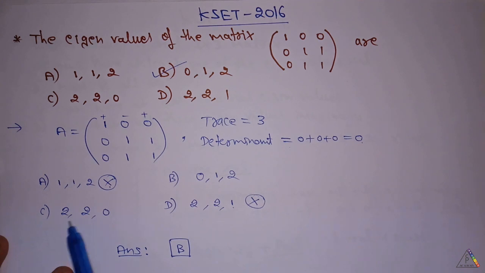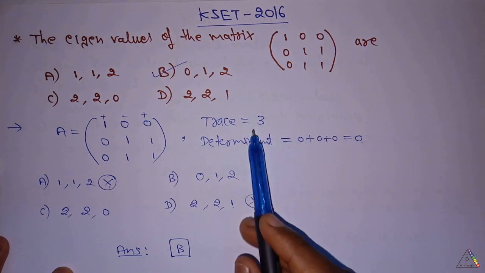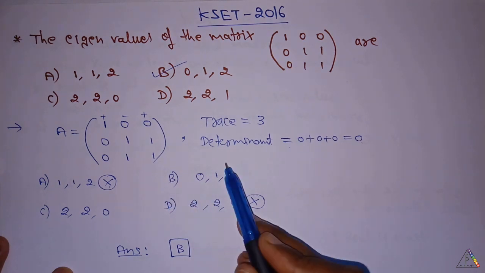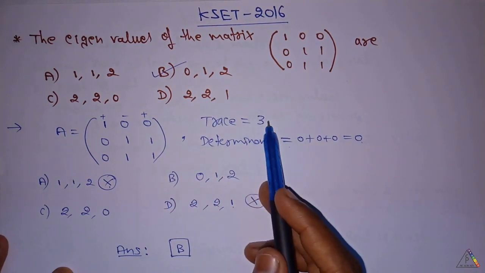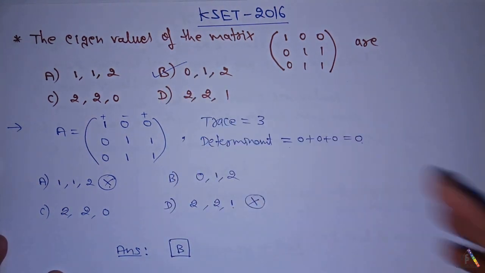So now by considering options B and C, since these two options have 0 as one of the eigenvalues, the determinant property is satisfied. The trace property says the sum of the eigenvalues should be equal to 3, and by option B, the trace will be equal to 3. Therefore, for this question, the answer is option B.